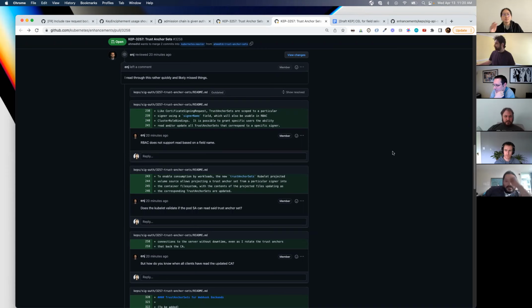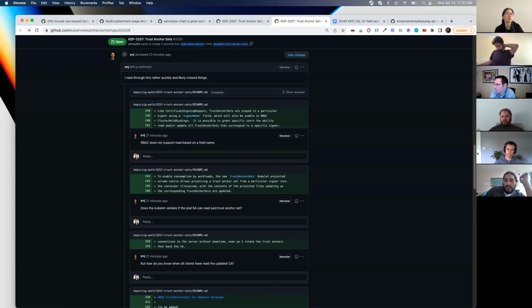Sorry. I think we didn't finish discussing whether or not it's Kubelet's job to enforce read access on these things. So the current proposal is basically you name a trust anchor set via its signer name, and then you get the roots. And I was assuming that roots are generally not like trade secrets. But I can see it going either way. And I was curious if anyone else had opinions on whether or not Kubelet should check whether the pod service account has read access to the trust anchor set.